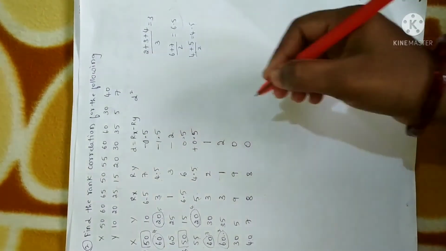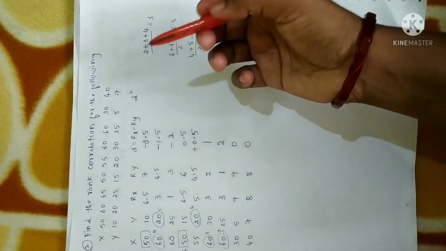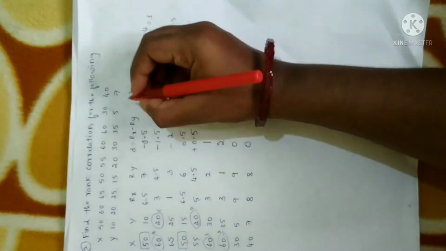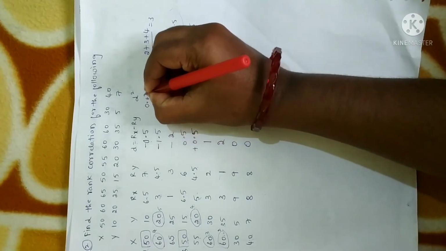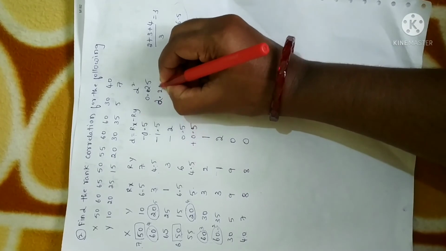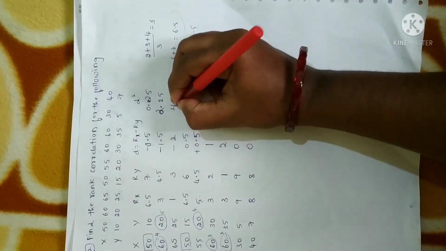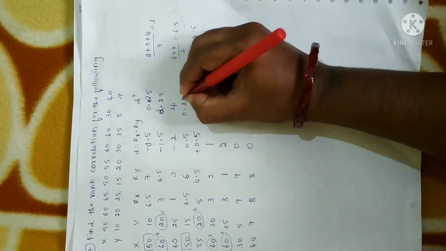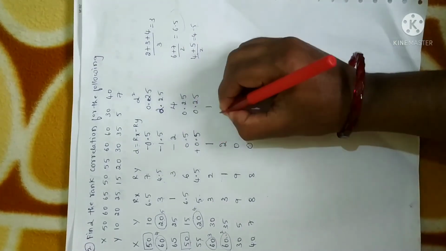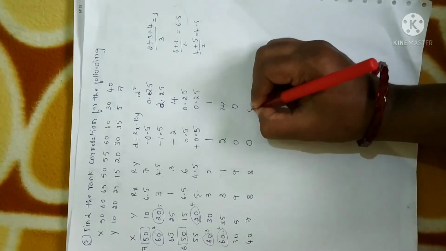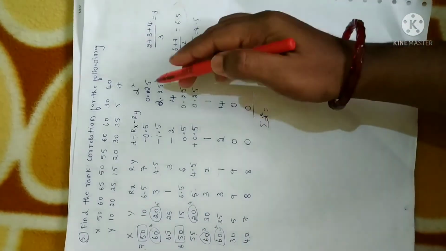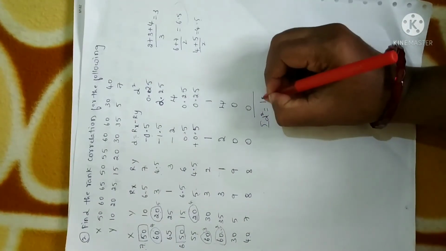Now let me calculate D square. Whether the rank is repeated or not repeated, you have to calculate these two columns. It is the same procedure. So 0.5 whole square is 0.25. Next minus 1.5 whole square is 2.25. Minus 2 square is 4. 0.5 whole square is 0.25. Again 0.5 whole square is 0.25. 1 square is 1. 2 square is 4. 0 square is 0. Again 0 square is 0. Now let me add all these values to get the value of sigma D square. Using the calculator, when you add all these values, you will get 12.